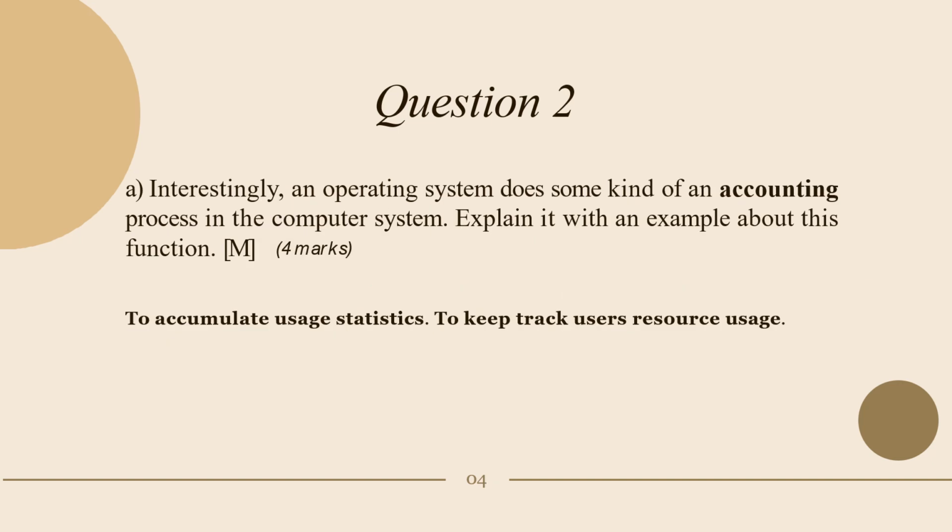Okay, moving on to question 2. The question sounds like, interestingly, an operating system does some kind of an accounting process in the computer system. Explain it with an example about this function. And the mark allocated for this type of question is 4 marks. This is how we're going to acquire 4 marks for this question. To accumulate usage statistics, to keep track of users' resource usage.